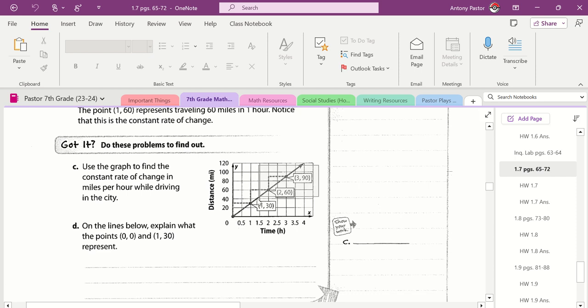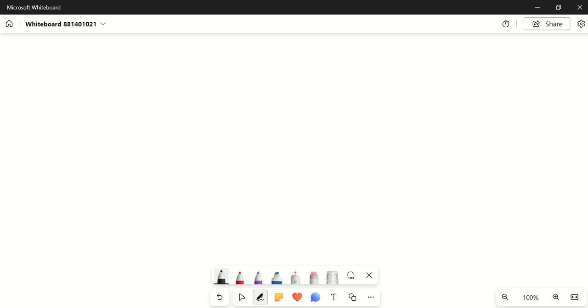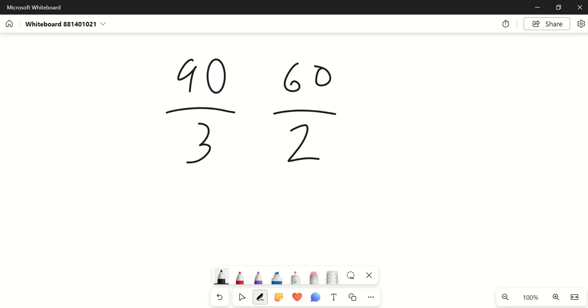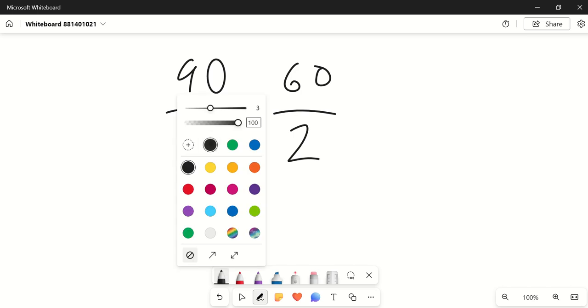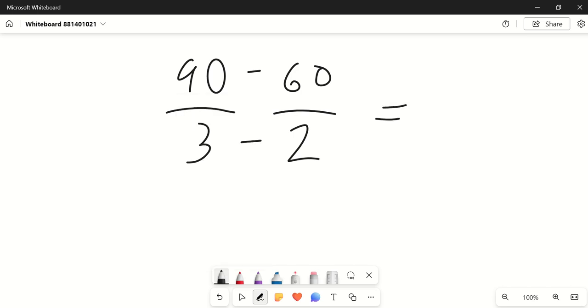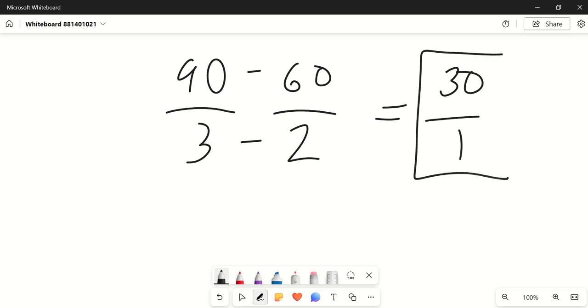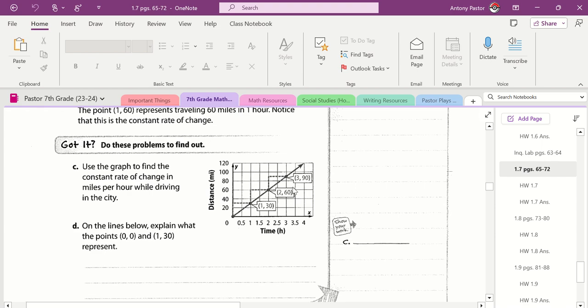Or we could look at points (2, 60) and (3, 90). Again, you're going to want the bigger numbers in front because we're going to subtract these. 90 minus 60 would be 30. 3 minus 2 would be 1, which gives us the fact that we're traveling 30 miles per 1 hour. So every hour we're traveling 30 miles. So that would be our answer there.